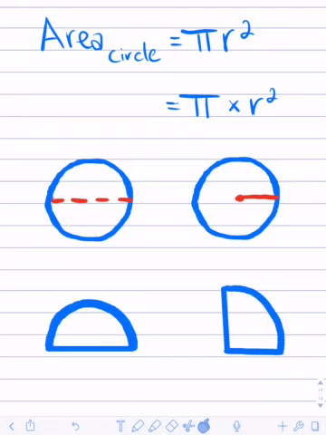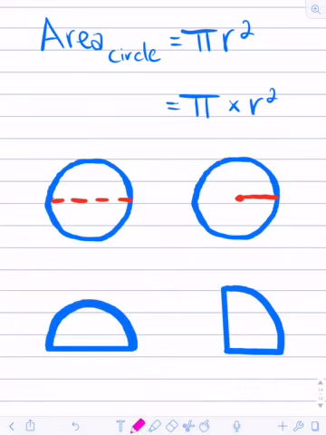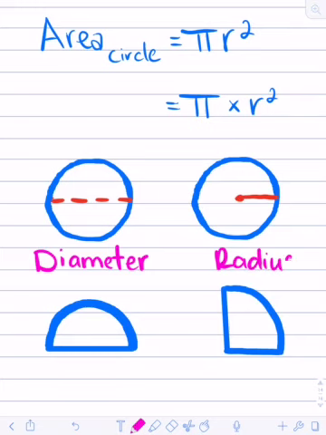Let's quickly go through the basics of circles here. When you have a dimension or a length that goes from one end of the circle to the other, we call that the diameter. And when you have a length that goes from the middle of the circle out in any direction, we call that the radius. So for the area of a circle, we need to use radius.